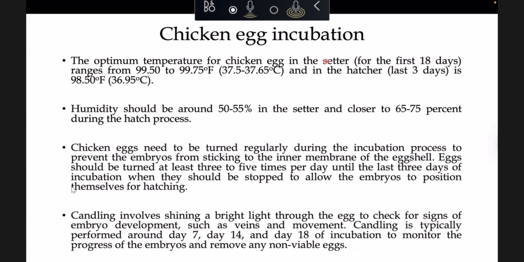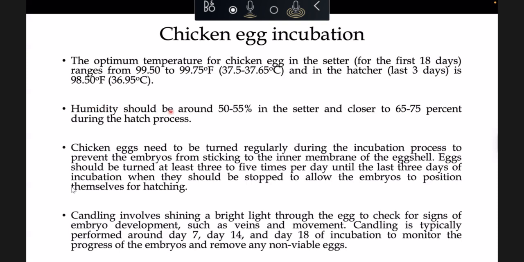So during this setting period, the temperature ranges from 99.5 to 99.75 degrees Fahrenheit. And in the hatcher, the temperature is reduced a bit, around 1 degree Fahrenheit reduction, or 1 degree Celsius reduction. So this is the temperature for chicken egg incubation.